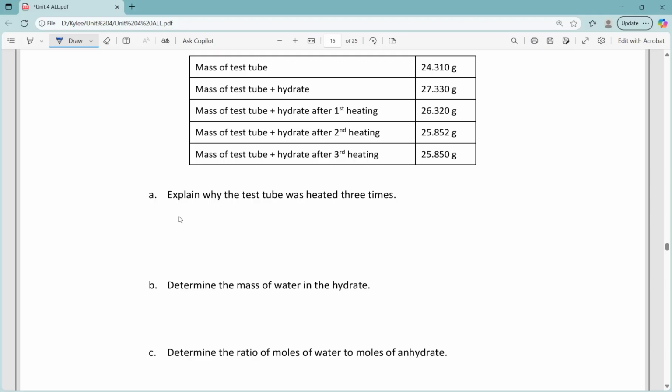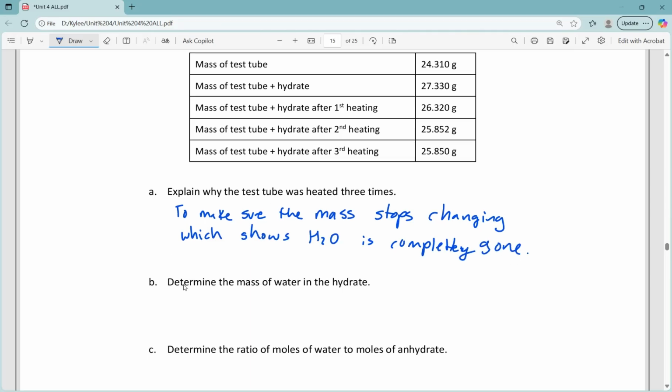And that's to make sure that the mass stops changing. And that shows that the water is completely driven off, completely gone. In part B, they want us to determine the mass of the water in the hydrate. So up here, I'm going to take the mass of the test tube with the hydrate, which is 27.330, and then I'm going to subtract from it the mass once all the water has been driven off. So I'm going to subtract 25.850, and that should give me the mass of just the water. I get 1.48 grams of water.